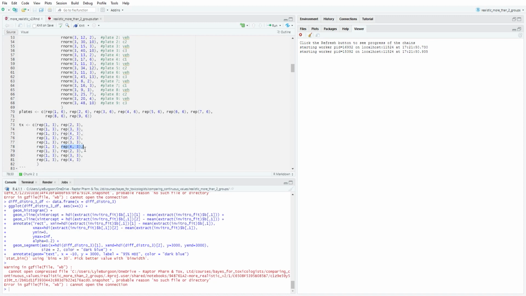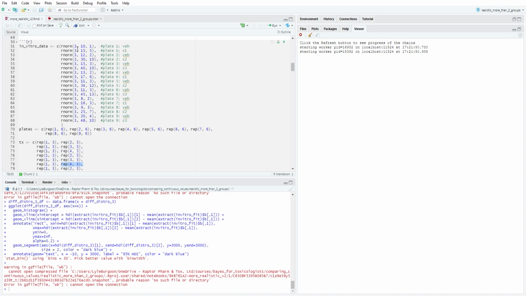Hopefully that makes sense. And it's kind of explained here, right? Because again, we're taking 3. So the first 3 elements are vehicle 1, plate 1, and then 1 micromolar, which is level 2. So vehicle is level 1. 1 micromolar is level 2. 10 micromolar is level 3. 100 micromolar is level 4.